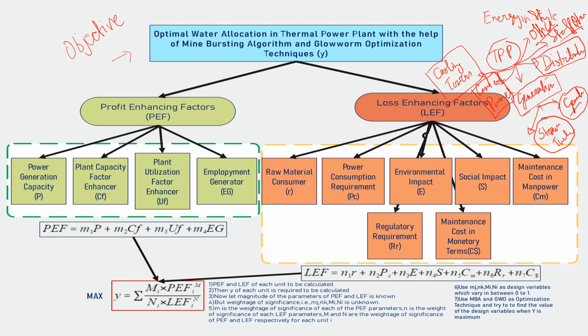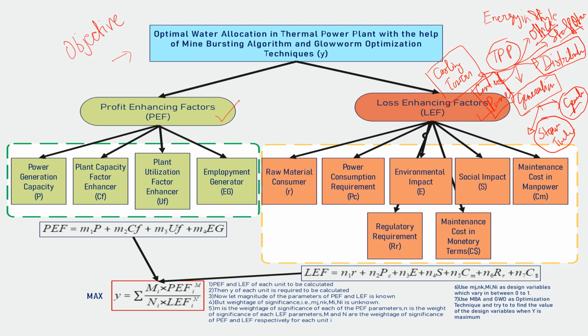Now let us see, for each unit there are some profit enhancing factors and some loss enhancing factors. That is, profit enhancing factors are those factors which enhance the profitability of a power plant, and loss enhancing factors are those factors which enhance the loss of a power plant. Now let us see examples of profit enhancing factors.